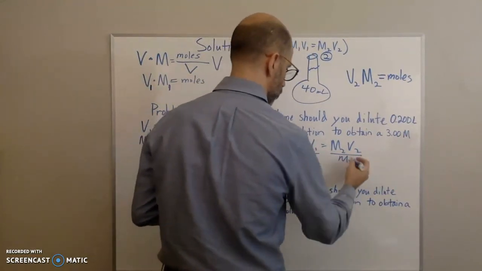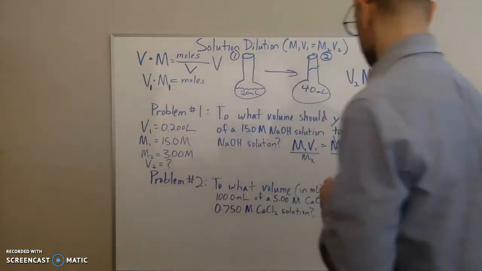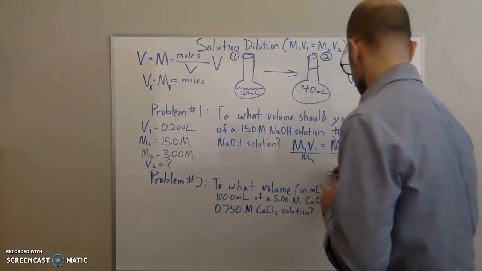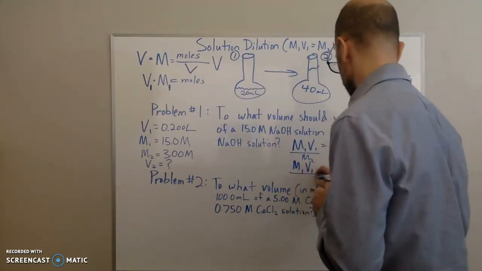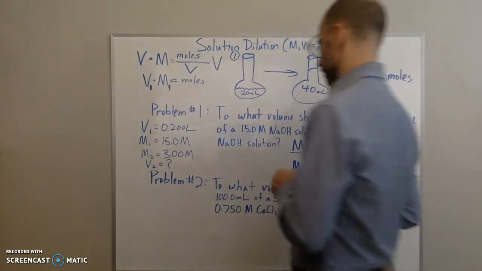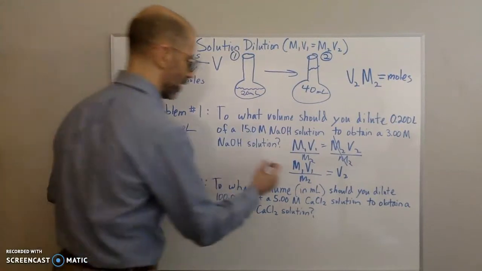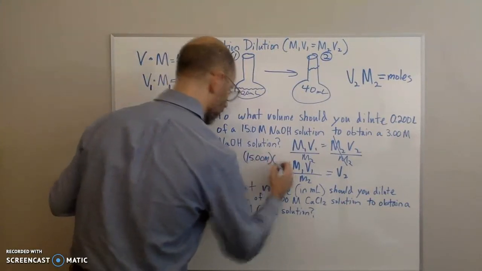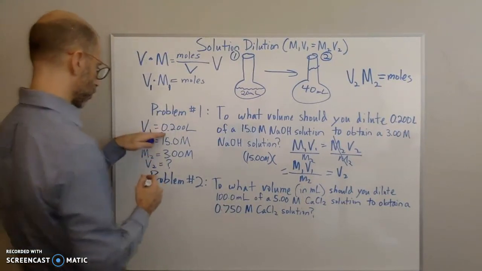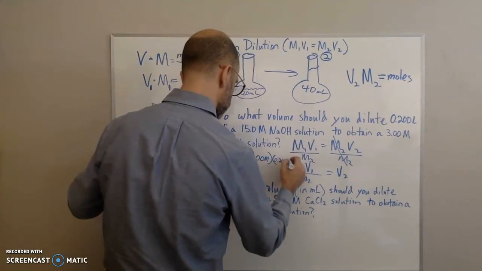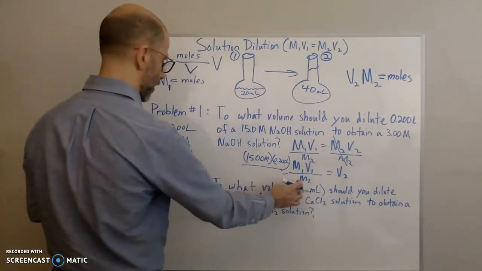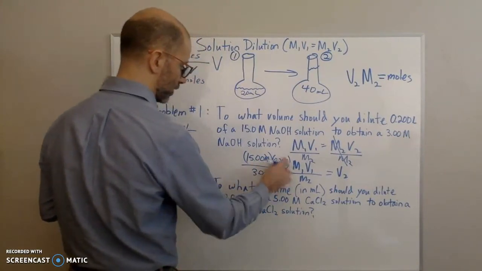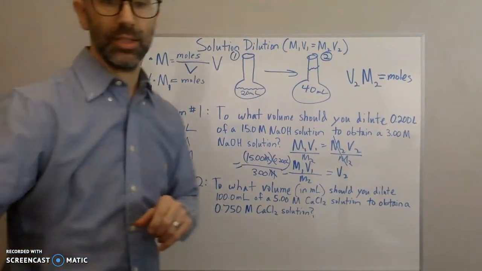M2. So the M2's cancel out. So now we have V2 is equal to M1V1 over M2. So now all we need to do is plug in the values. M1 is going to be 15.00 molar. V1 is going to be, where's V1? 0.200 liters. And then we're going to divide that by M2, which is 3.00 molar. So the molars are going to cancel out. We're left with liters.